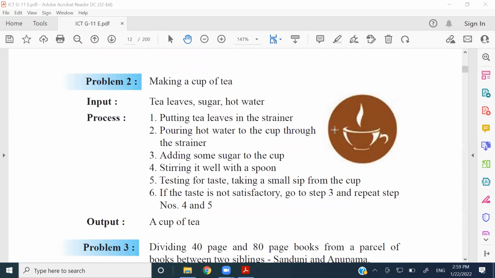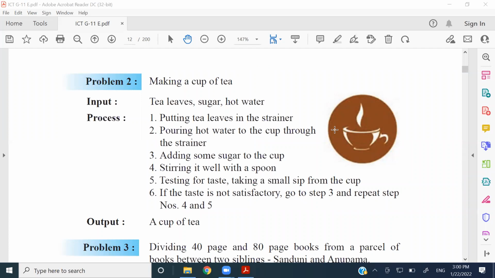So what is the condition here? Whether the cup of tea is tasted good or not. If it is good, we don't need to do the repetition. If it does not taste good, we have to do the 3rd, 4th, and 5th steps again and again until the tea gets up to its tasting level. Right? So here you have some steps to be done again and again until some condition is satisfied.